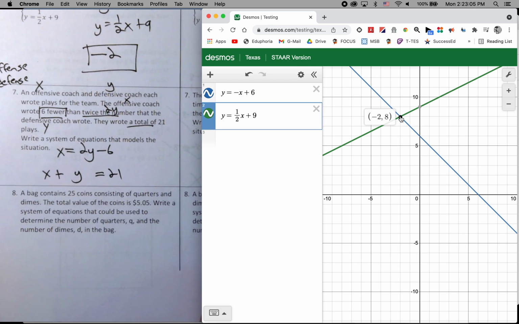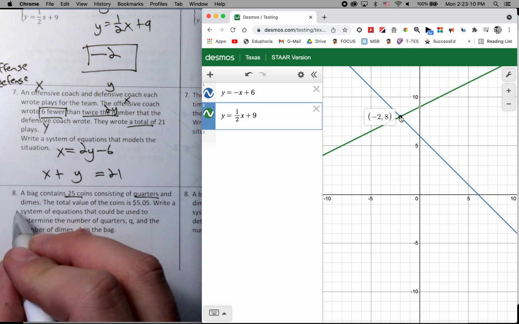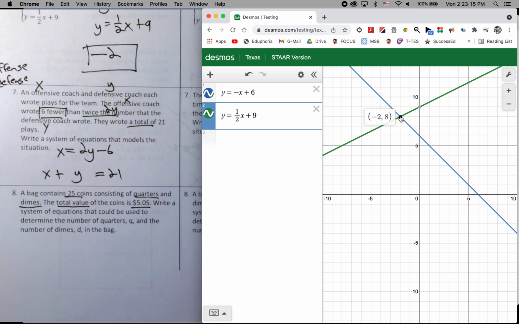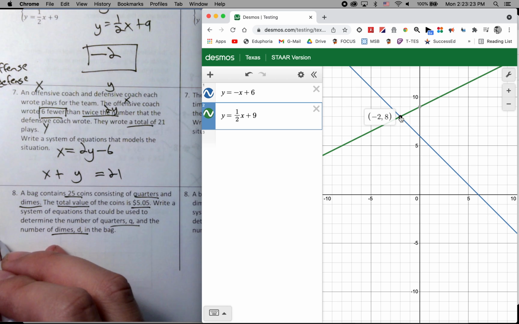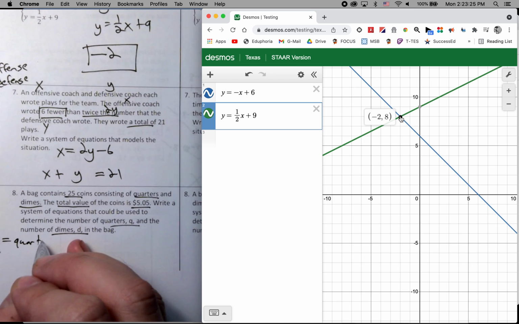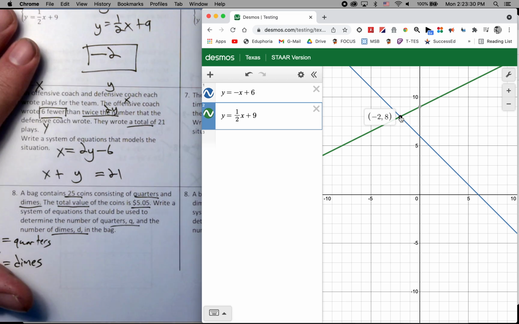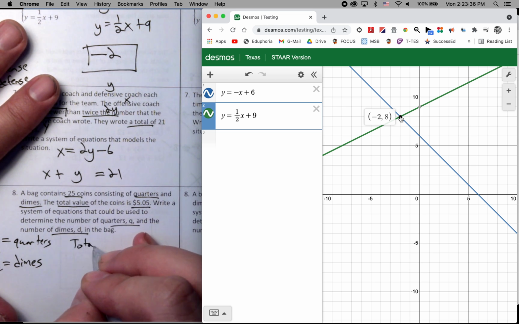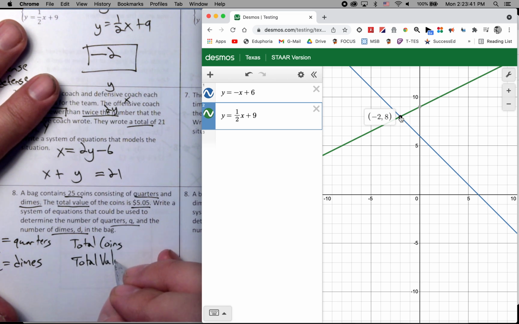Okay, it says a bag contains 25 coins consisting of quarters and dimes. The total value of the coins is $5.05. Write a system of equations that could be used to determine the number of quarters, Q, and number of dimes, D, in the bag. So my two variables are quarters and dimes. Now I have two totals this time: total coins and total value. Almost sounds like Walmart, right?